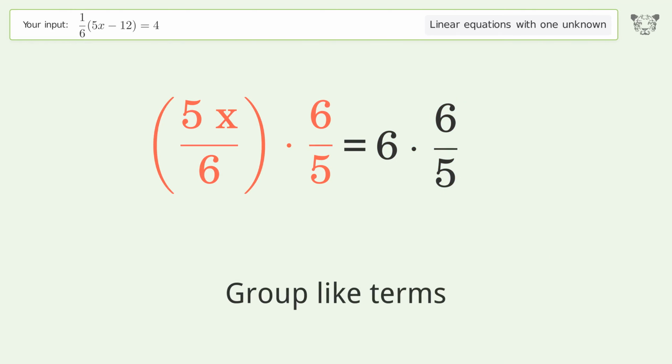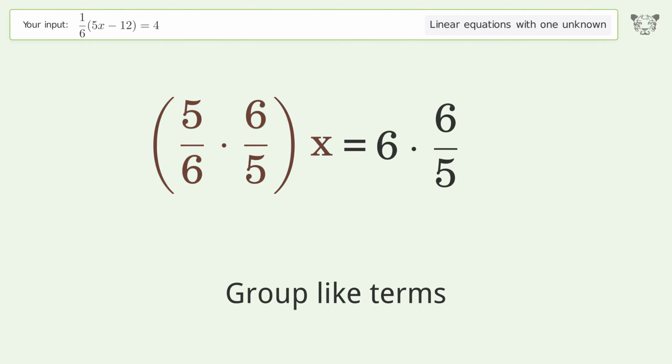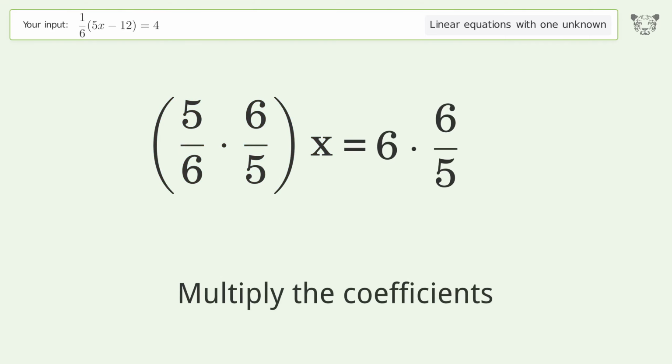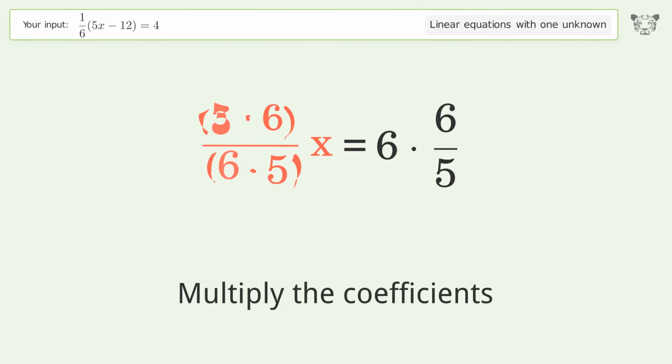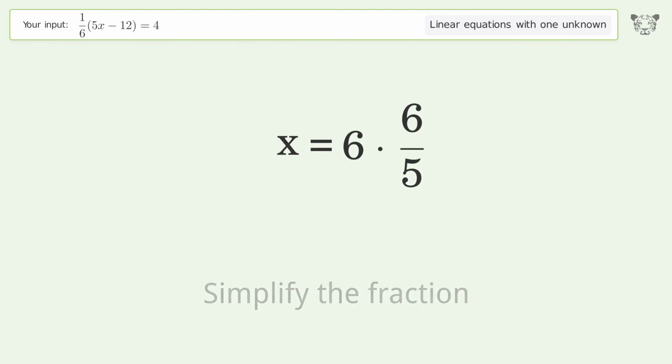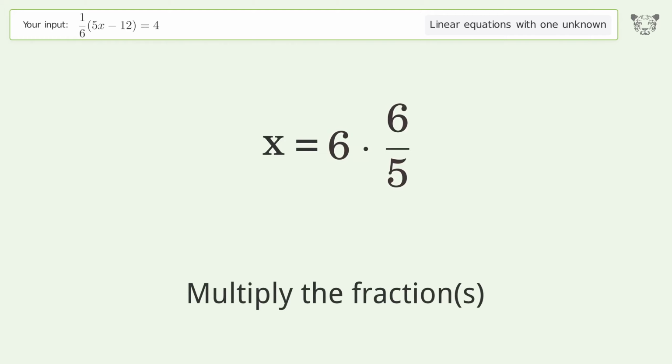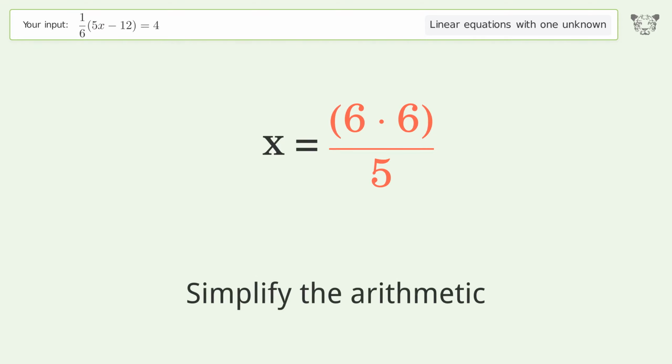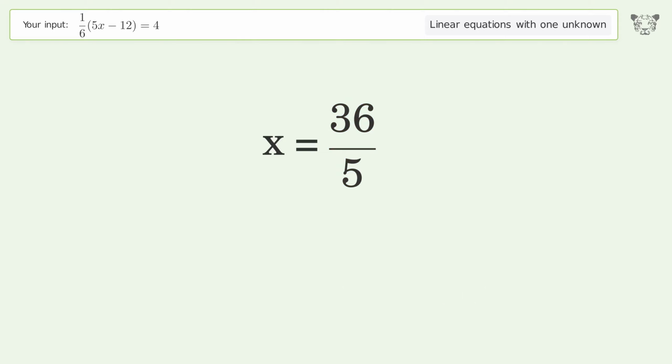Group like terms. Multiply the coefficients. Simplify the fraction. Multiply the fractions. Simplify the arithmetic. And so the final result is x equals 36/5.